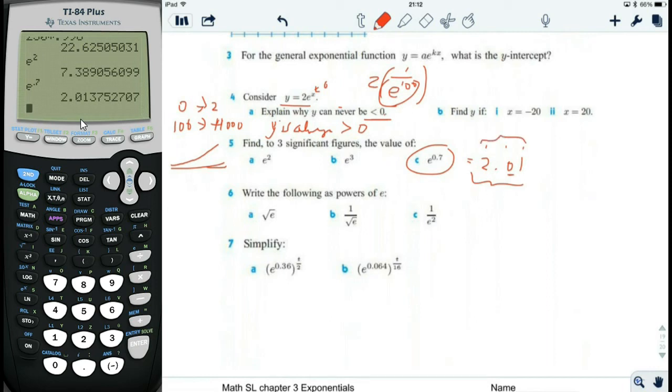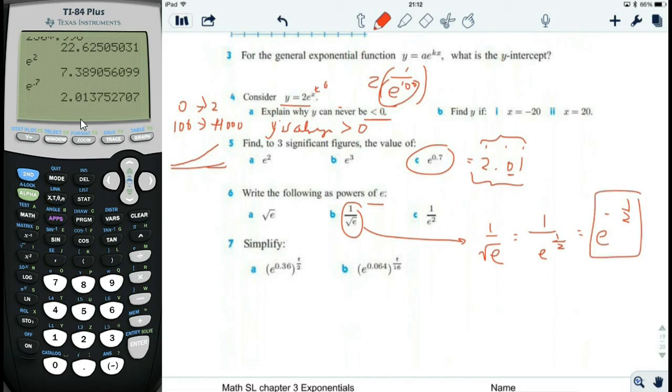Okay, write the following as the power of e. I think the trickiest one is probably this one, so we'll do this one first. We'll have 1 over square root of e. Well, square root of e is e to the 1/2, right? And now it's the inverse of e to the 1/2, so we could say e to the negative 1/2. And then we're just done, okay?